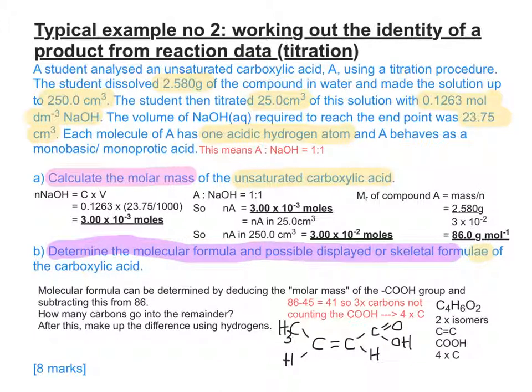So your final criteria, bottom right hand corner, you need to draw 2 isomers. They both have to have carbon, double bond carbon, they both have to have a COOH group, and they both have to have 4 carbons in them. Doing that should get you the 8th mark in total.